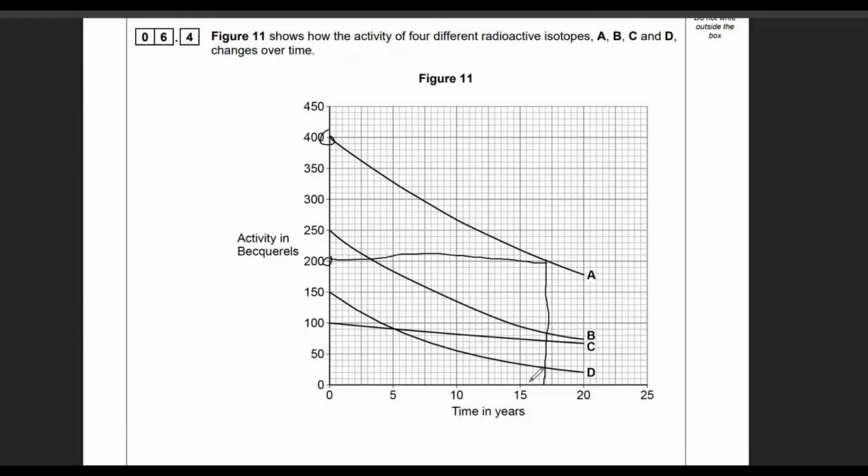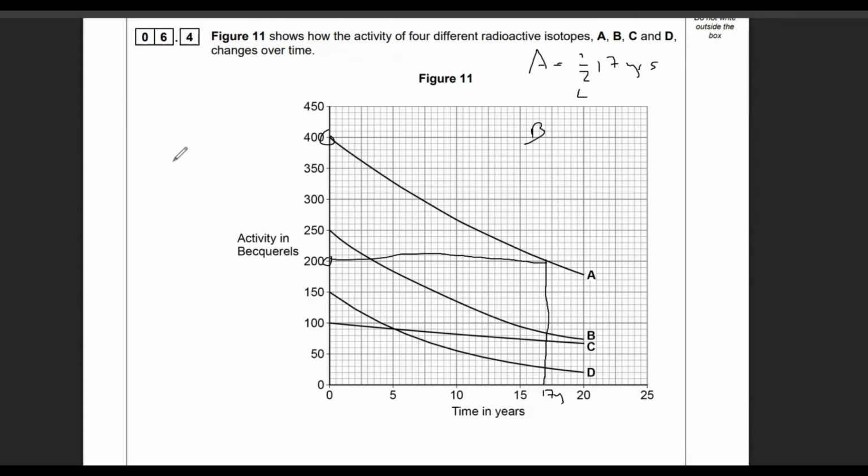And I think it's 15.1, 15.2, 15. Oh no, there's 10. 16, 17, 18. No, I'm right, 16, 17. Oh my gosh, I am so stupid. So A has a half-life of 17 years. Okay, that's the half-life, 17 years.